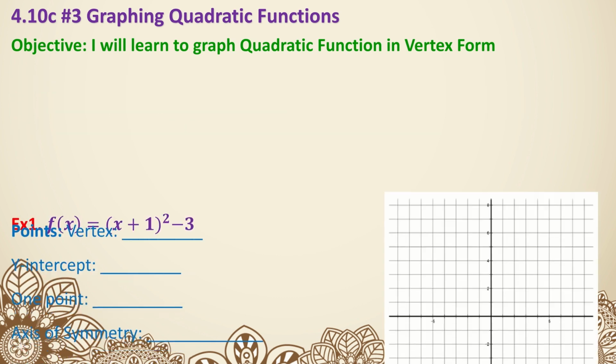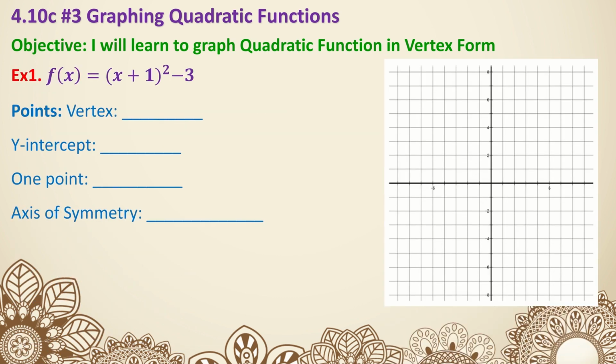Now let's graph from vertex form. Of course, with vertex form, the first thing to identify very quickly is the vertex. Remember, the h has to be the opposite number inside the parentheses, so it's -1, comma, -3. -1, comma, -3, right there.